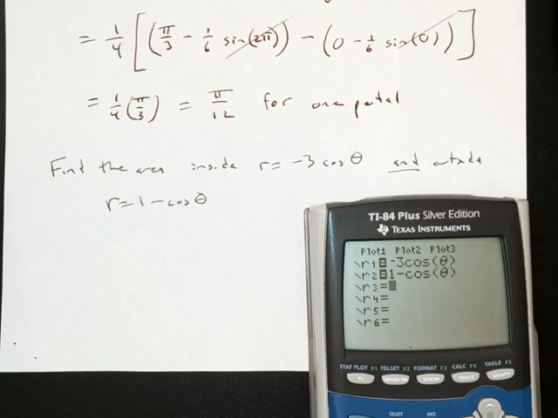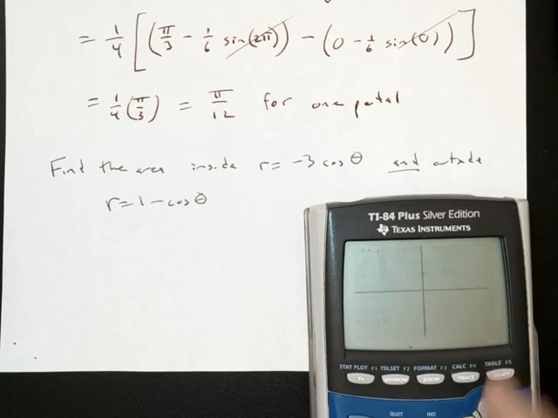What about the 1 minus cosine theta? I think we did 1 minus sine theta in class. What did that look like? That's our heart shape. So I think I'm going to get a cardioid, but instead sine would have made it go up and down. Cosine is going to make it go left to right. So I get a circle and I get a cardioid.